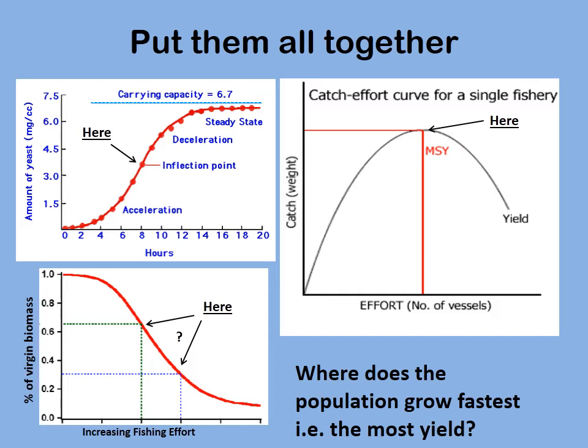Can we drop the population down to below half, or do we need to keep it up above half of the virgin biomass? So that is essentially the question of fisheries management. Where do we get the best yield? Where are we going to be able to extract the most fish to feed people and to make money?